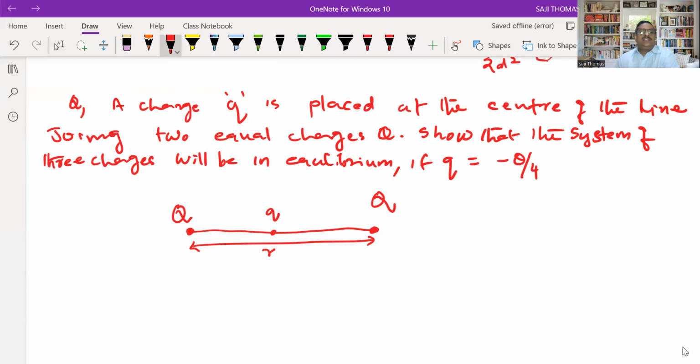The condition is the system of three charges will be in equilibrium if q is minus Q by 4. See, if the system is in equilibrium, the total force on any one of the charges must be zero. The net force on all the charges must be zero. This is the condition for equilibrium.